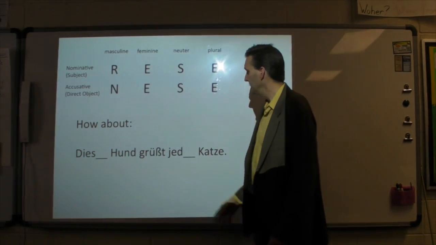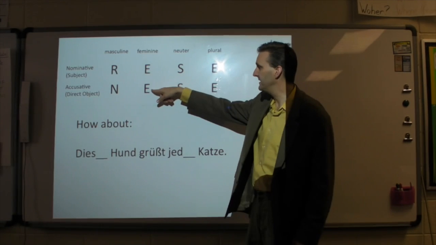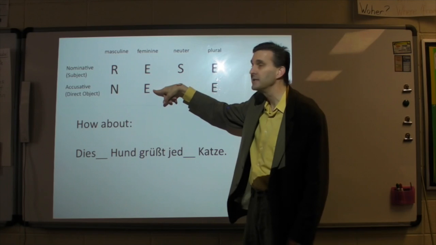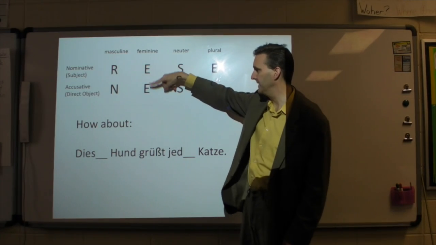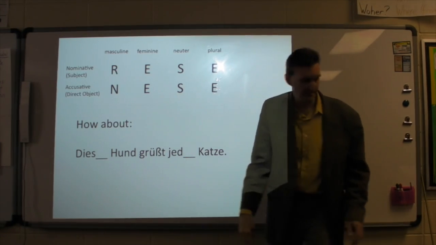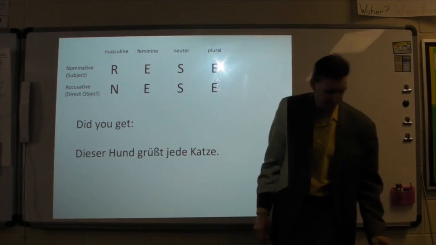In this case, the cat is being greeted, so the cat is the direct object here. Of course, it wouldn't really make a big difference in this particular case, but it's nice to know what's the correct answer. It's this E, not this E, because this E is better. Don't you forget it. Okay, so jeder. There we go. Dieser Hund grüßt jede Katze.